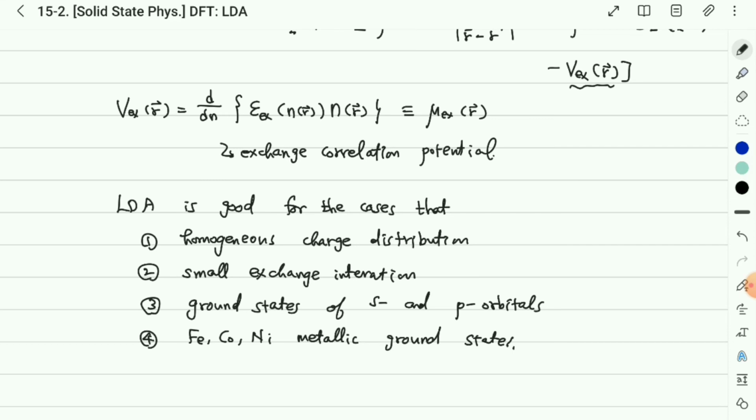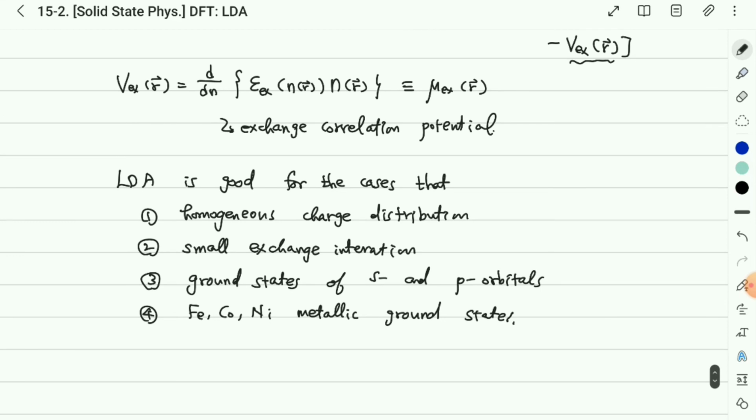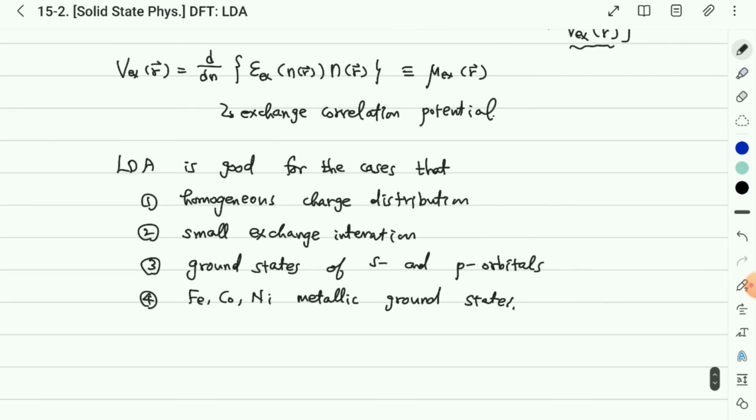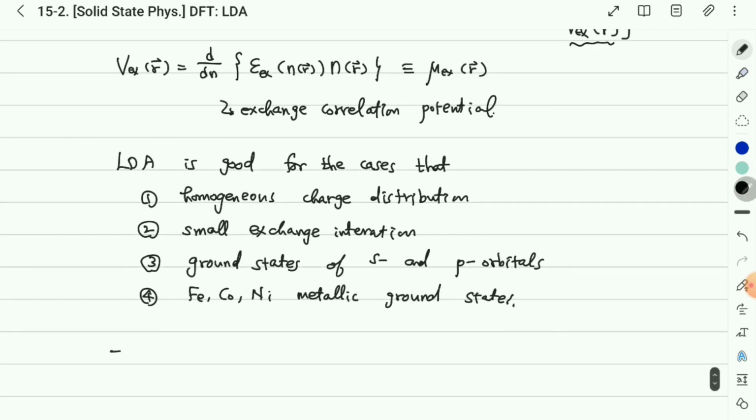Also, the excited state can be calculated by the Dyson equation.